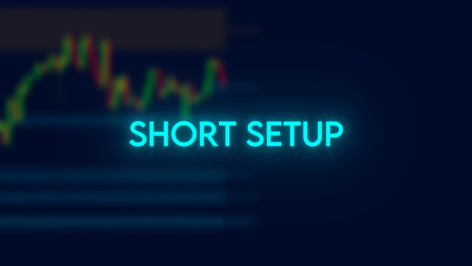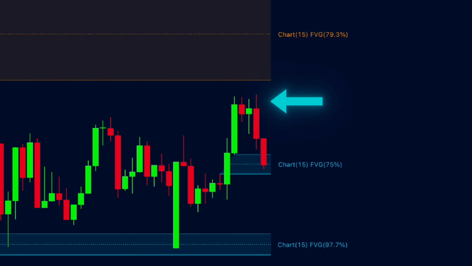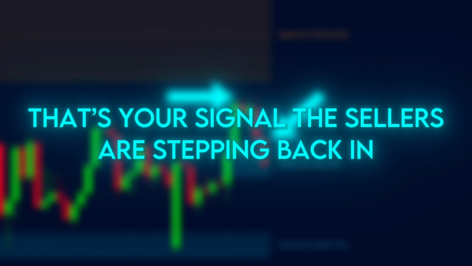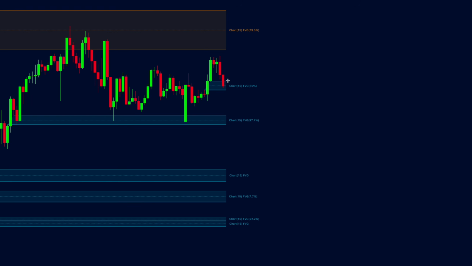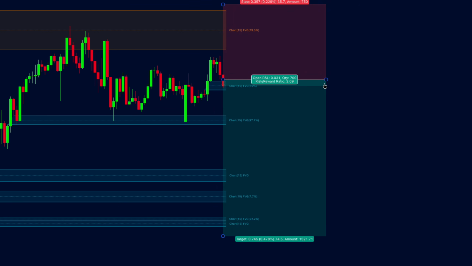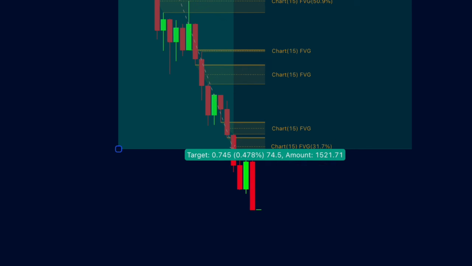Short setup. Now flip the logic. Find a bearish gap above price. Wait for price to rally back into that zone. If price moves into the gap and then prints a bearish rejection candle, that's your signal sellers are stepping back in. Enter short on confirmation. Place your stop just above the gap. Targets can be the next support or imbalance below. Again, the idea is that price often revisits inefficiencies before continuing the trend.